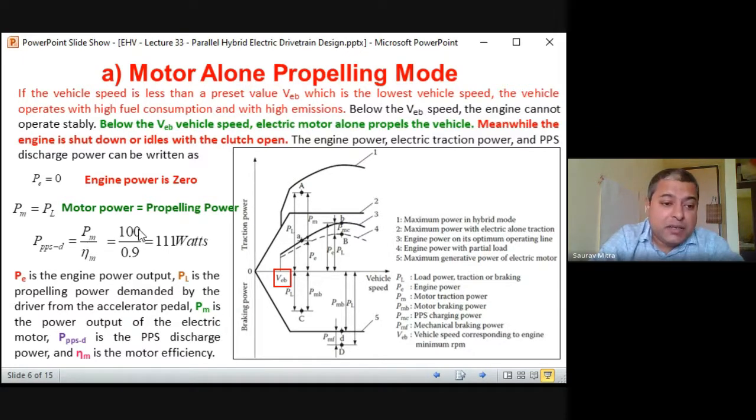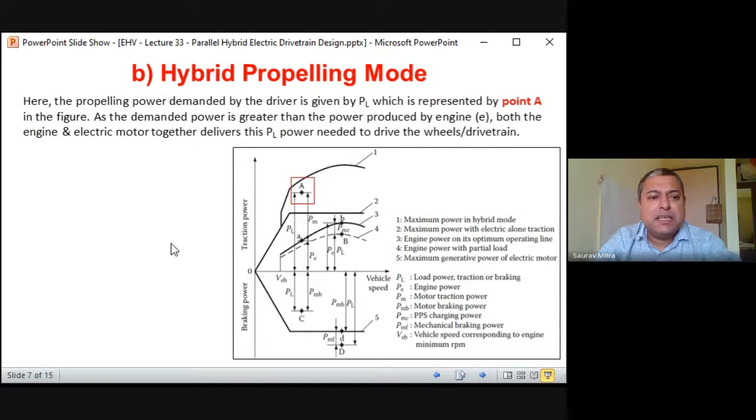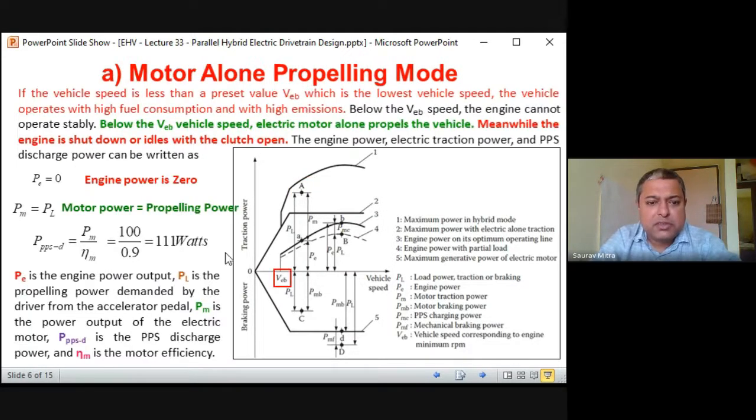So if 100 watts of power is required, PPS has to generate 111 watts. If they say that the efficiency is 80%, then this will be 125, because 100 divided by 0.8 is equal to 125. So the lesser the efficiency, the more power the PPS has to produce. This is the first type of propelling mode. Now other things are comparatively easy, but you have to be observant. Here I had blocked this red VEB. So this is a point to be remembered in this motor alone propelling mode.